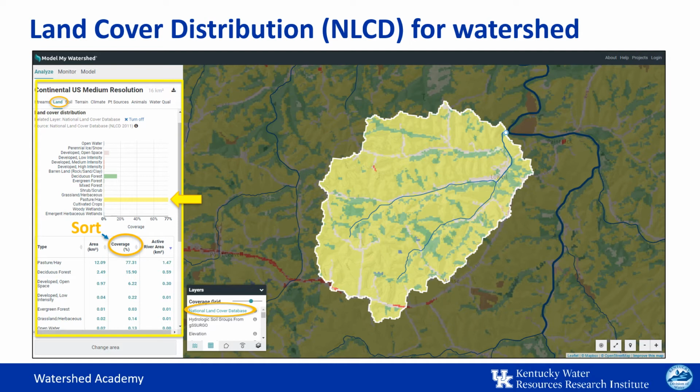Click on the Land tab under Analyze to see the land cover distribution statistics for your selected watershed. You can sort the percentage cover from highest to lowest to see which land cover types are dominant in your watershed and the area they encompass. This watershed is overwhelmingly used for pasture and hay, as shown by the yellow color.